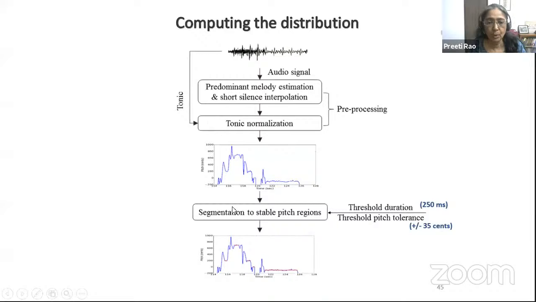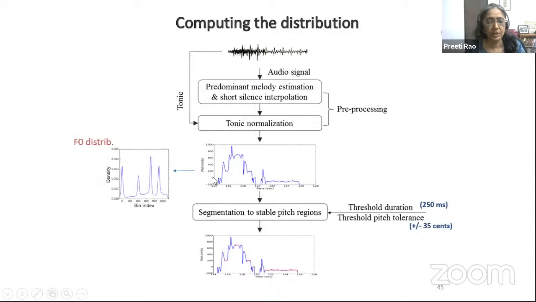And then we could also try some segmentation into steady regions with a very coarse definition of a steady region, and then come up with these semi-labeled forms.